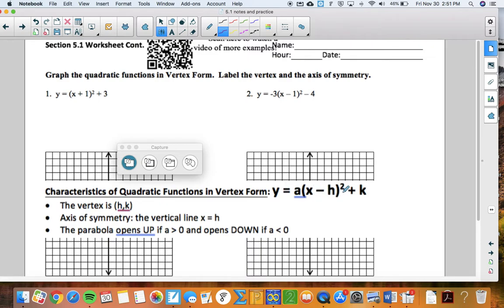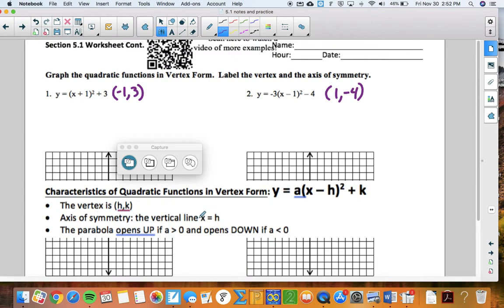That's the x value of the vertex, and then the y value of the vertex, k, is literally whatever number and sign is in front of it here outside the parentheses and the squared. So opposite of what's inside the parentheses being done to x, so that's a -1, and then literally what is outside of the parentheses and the squared, so +3. Over here, opposite of what's inside the parentheses, so a +1 for our x value, and then literally what's outside the squared in the parentheses, so -4.